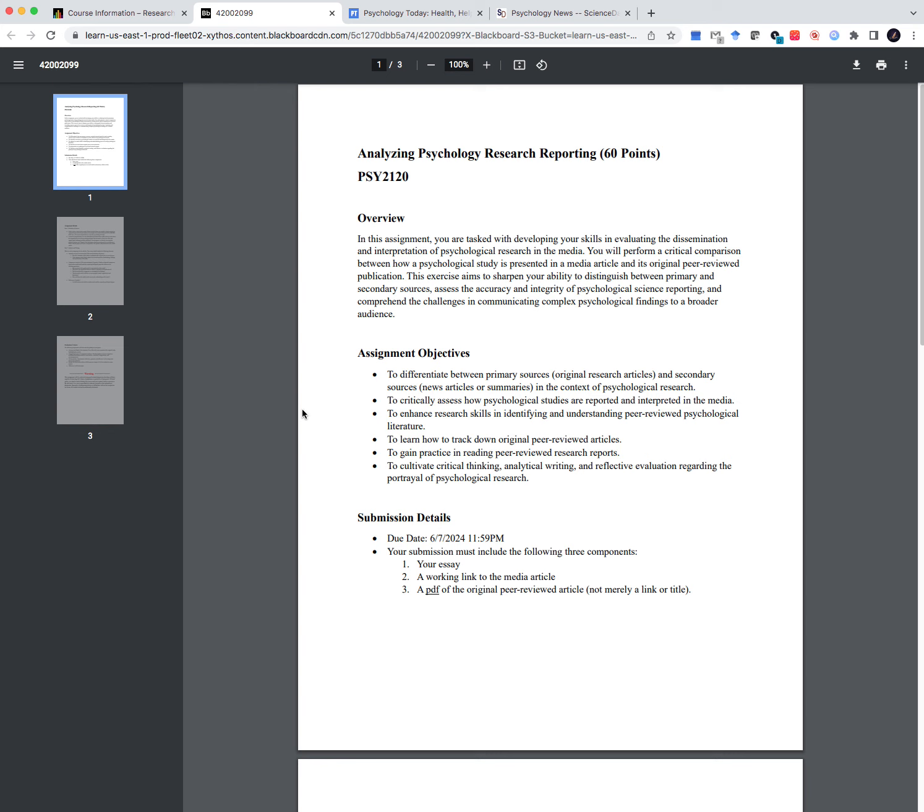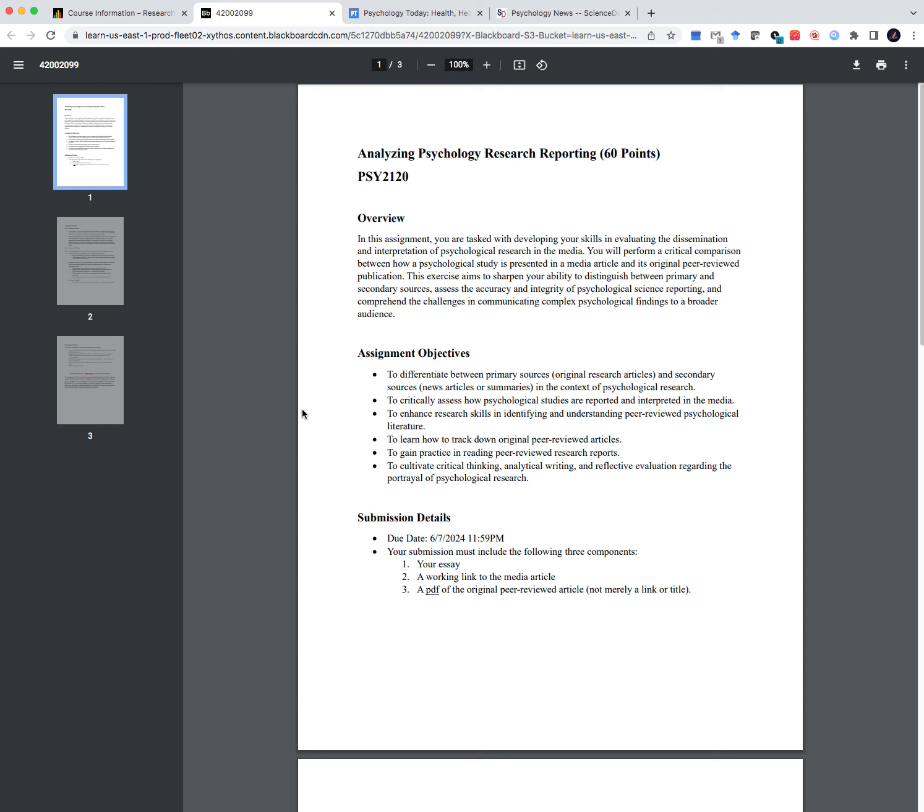So a primary source is the original article as described by the scientists that conducted the study. And a secondary source is a news article or a summary of that article written by somebody else. So a textbook would be a secondary source. An article in the media would be a secondary source. Okay.